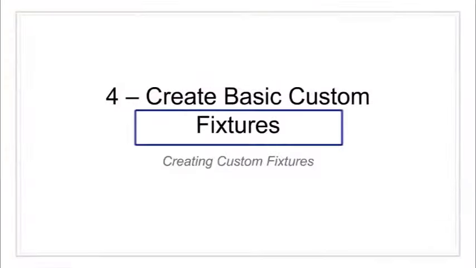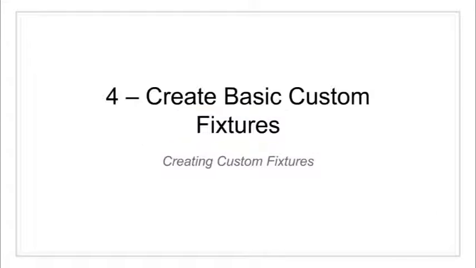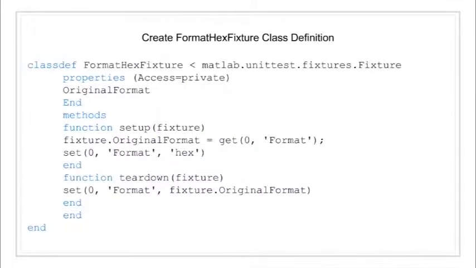Moving on to the 4th section, I am going to demonstrate how to create a basic custom fixture. In the example, I have implemented a basic custom fixture that will change the display format to hexadecimal representation. After the testing is complete, it will restore the display back to its pre-test state.